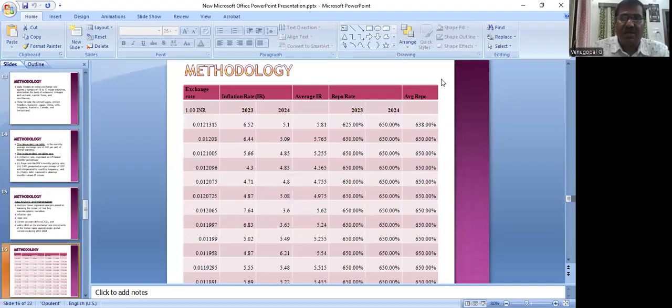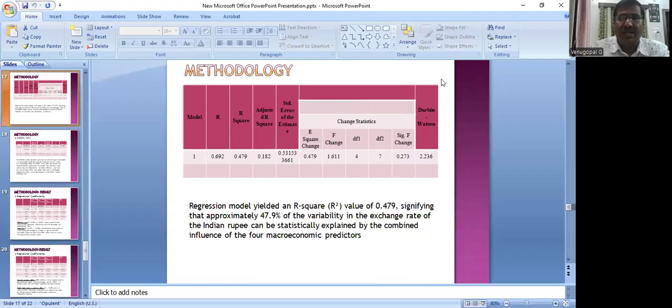So this is the data which we have collected from various sources. As I said, the first column is inflation rate data, then we have averaged it, and average repo rate data has been collected. When this was run in a regression model, we got these results.